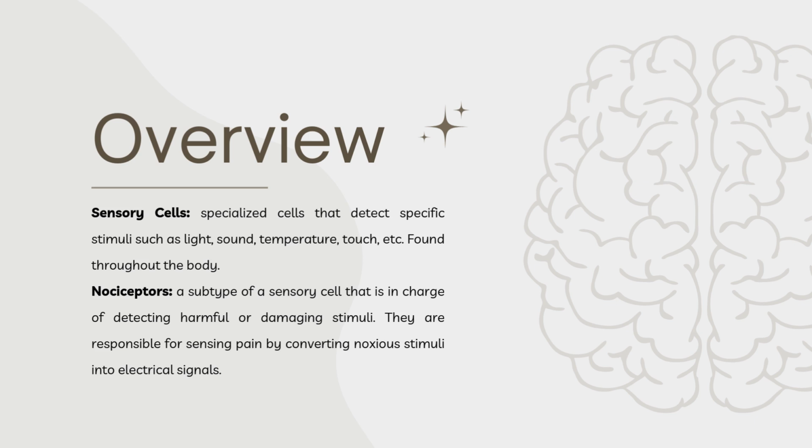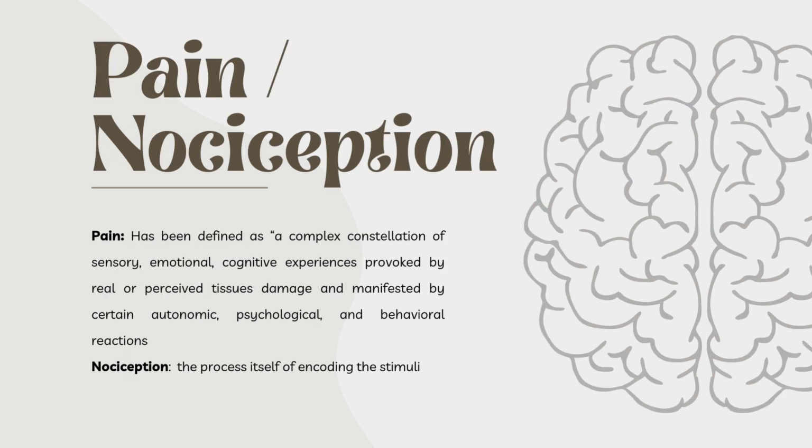And then our next area is going to be pain and nociception. So what is pain? Pain has been defined as a complex constellation of sensory, emotional, and cognitive experiences provoked by real or perceived tissue damage and manifest by certain autonomic, psychological, and behavioral reactions. And with that, nociception is the process itself of encoding that stimulus so that the response is pain.